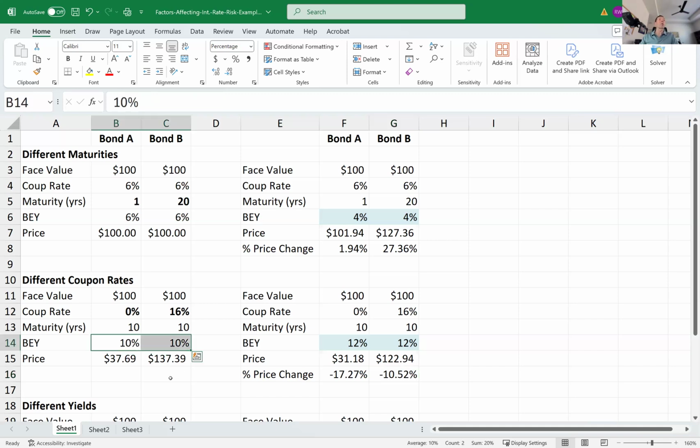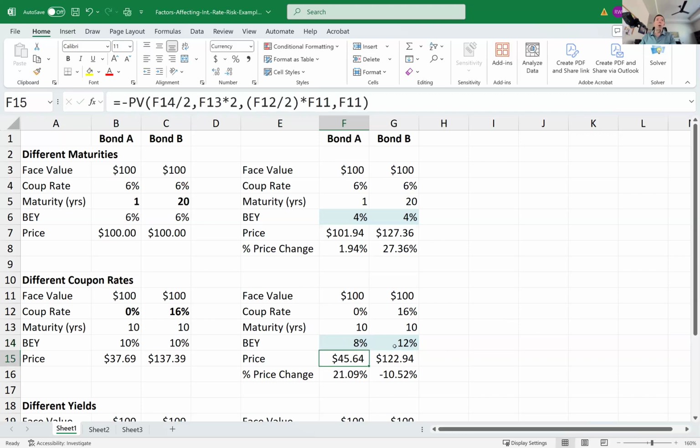Well, let's say instead of interest rates going up from 10 to 12, let's say they go down from 10 to 8%. So we're going to put 8% here and we're going to put 8% here. So interest rates have gone down. The price of each bond has gone up. Bond A, it's gone up from 37.69 to 45.64. It's increased by 21.09%. Bond B, it increased by only 12.36%. So again, bond A went up by more when there's a change in interest rates. Why? Because it has a lower coupon rate.